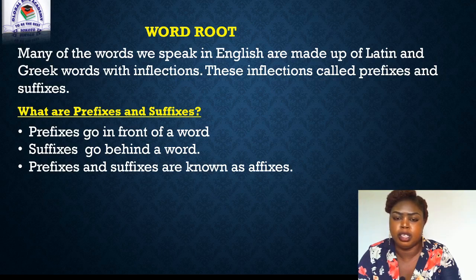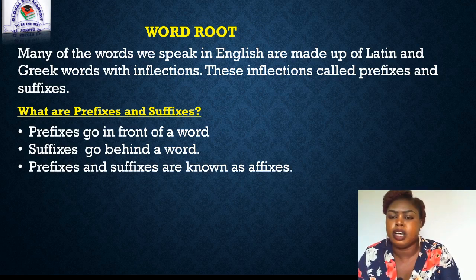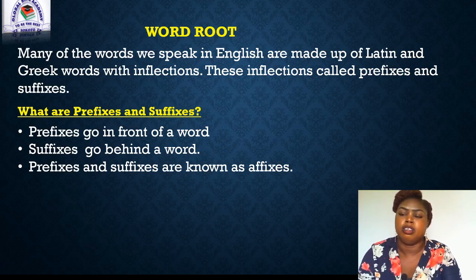And number three, we said prefixes and suffixes are known as affixes. When you hear the word affixes, what comes to your mind? Just remember, there are what? Prefixes and suffixes. Prefixes go in front of a word. They are a group of letters or words in front of another word, and suffixes are also a group of letters or words that go behind another word.